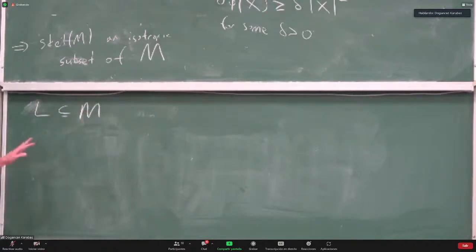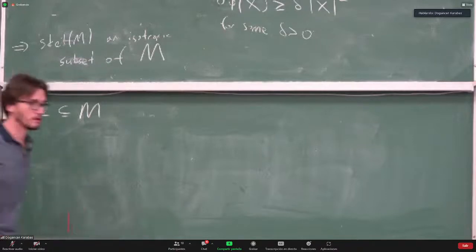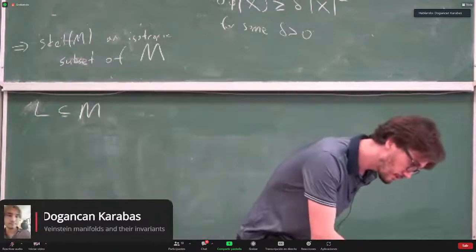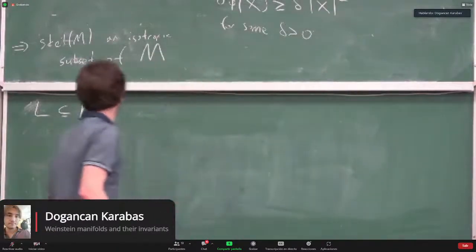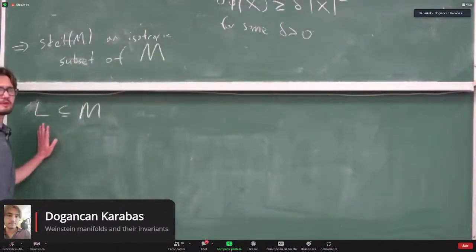So let me say something now about some particular subsets of N, then define the Fukaya category and then finish. How much time do I have left? Not much, but actually it's not 50, right? It's a one hour talk. Okay, I have some time.